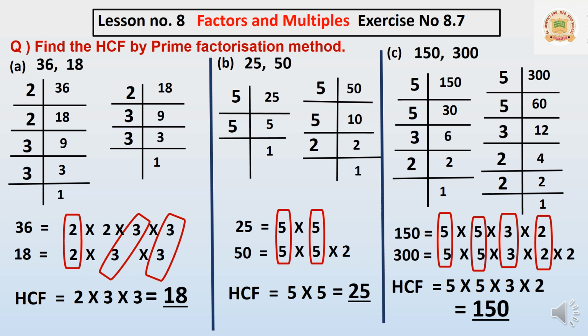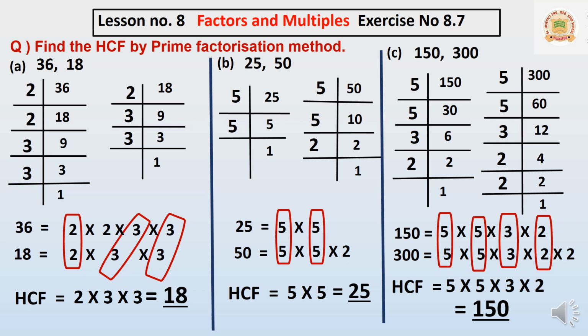Now write the common factors and circle them. 5 and 5, 3 and 3, 2 and 2. Therefore HCF is equal to 5 into 5 into 3 into 2. 5 5s are 25. 25 3s are 75. 75 2s are 150.